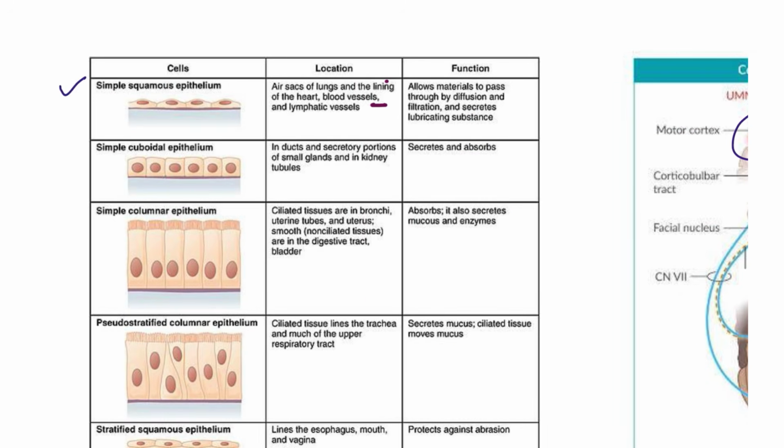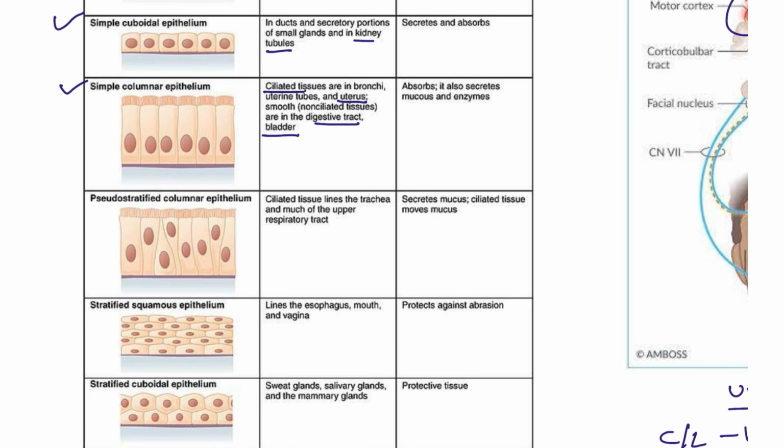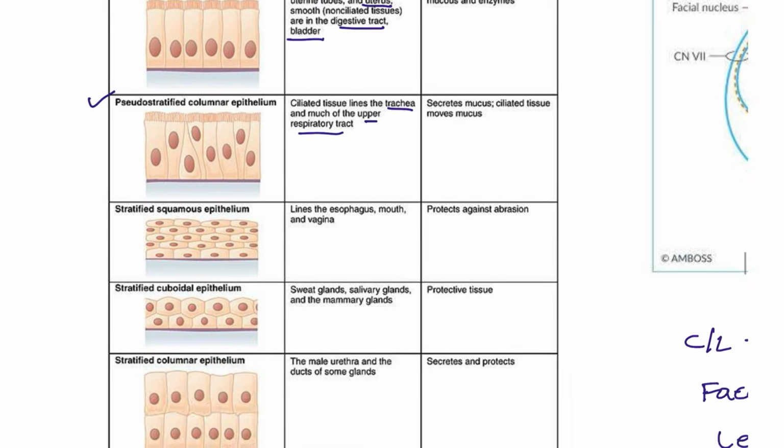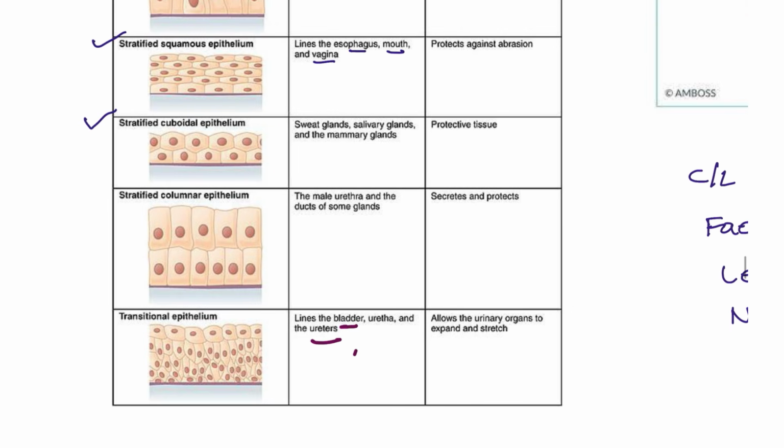Simple squamous epithelium is present in very thin structures like blood vessels, alveoli, and lymphatic vessels. Simple cuboidal is present in the kidney tubules. Simple columnar epithelium, some containing cilia, is present for example in the uterus, digestive tract, and bladder lining. Next, pseudostratified is present in the trachea and upper respiratory tract. Stratified squamous is in the esophagus, vagina, and mouth. Stratified cuboidal is present in the sweat glands, salivary glands, and mammary glands. Stratified columnar is present in the male urethra and some of the ducts of glands.